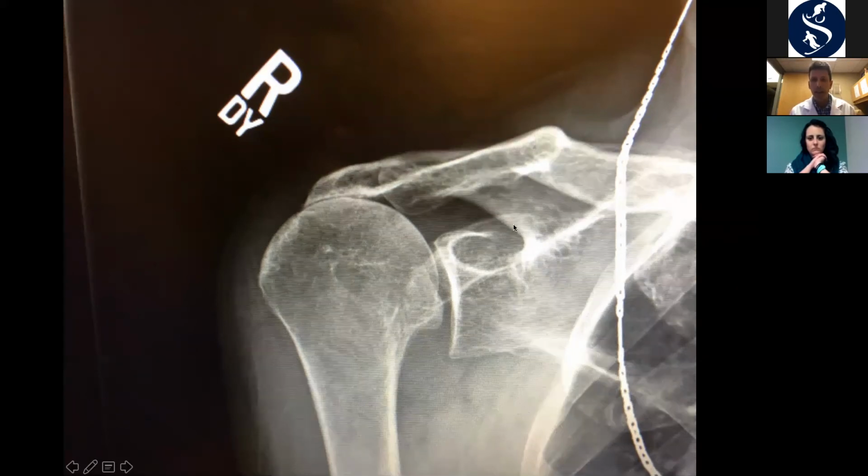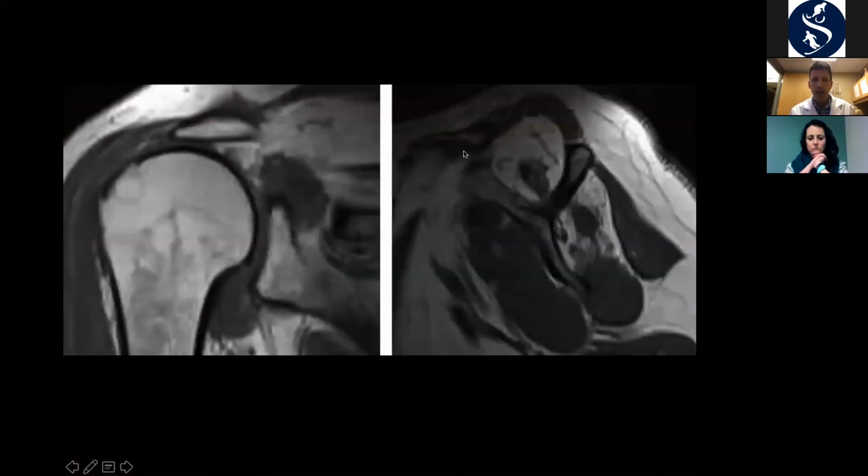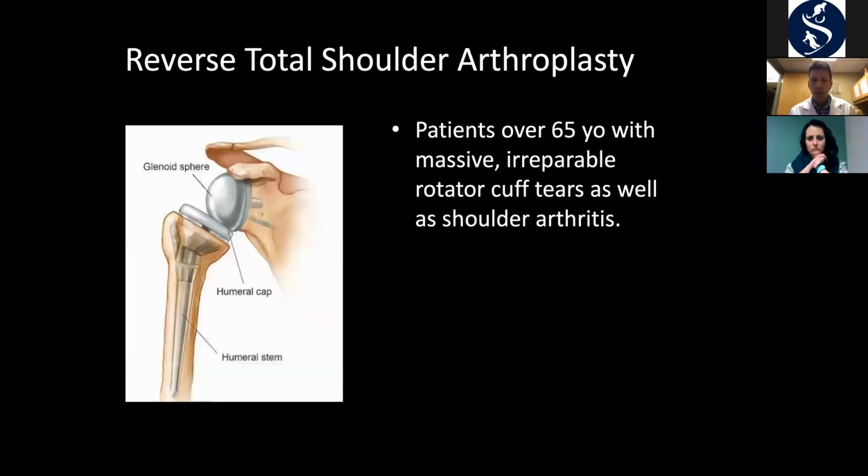It's very retracted. We oftentimes will get an MRI and it'll show that basically there's no muscle left. It's all replaced with fat basically. So here's the ball, here's the socket, and there's just no muscle left. So in that case, we're looking at a massive tear and arthritis, and really this is your best option.